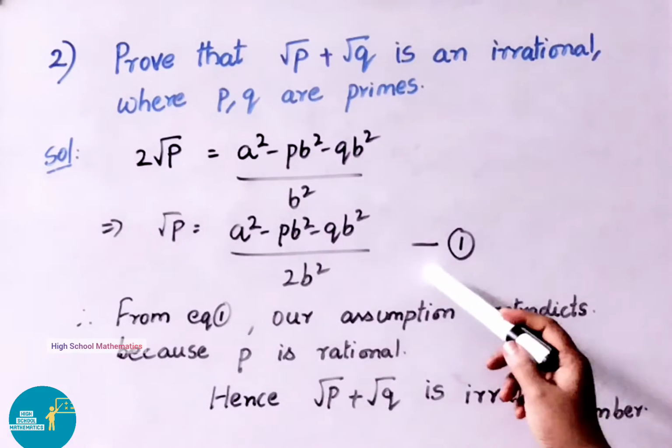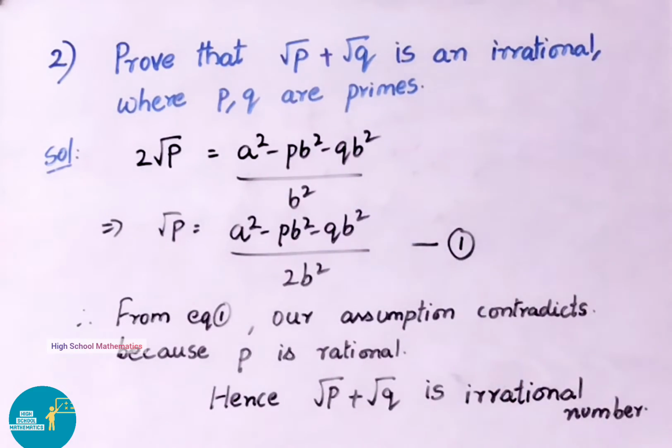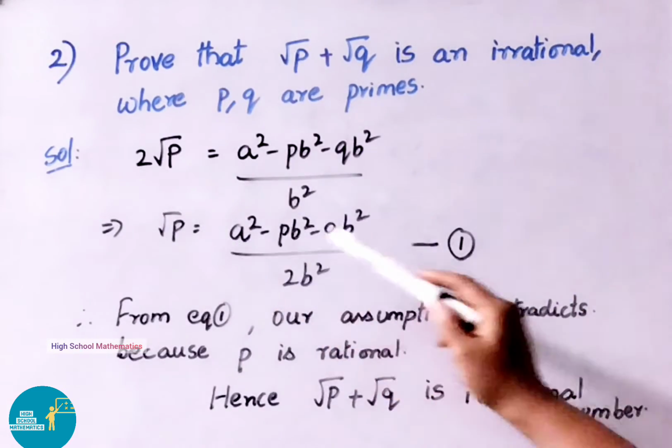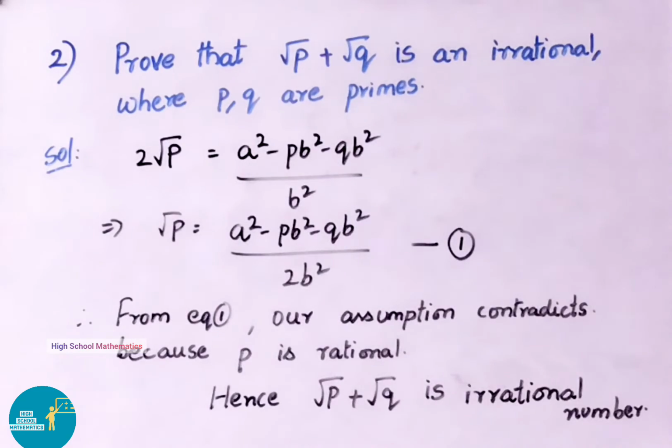Let us assume that this is equation 1. From equation 1, our assumption contradicts. Why? Because square root of pq equals this, which is in the form of p by q. So it is rational. Therefore it contradicts our assumption. Square root of p is irrational, but we got here rational. Hence we can say square root of p plus square root of q is an irrational number.